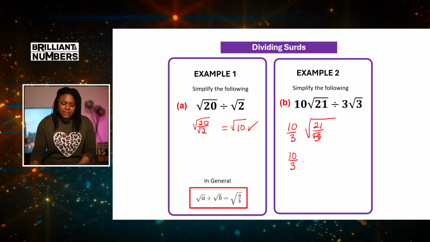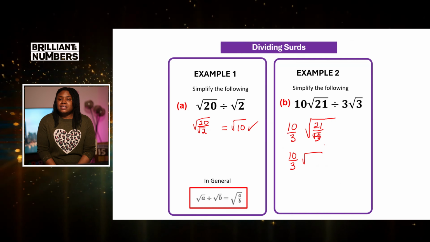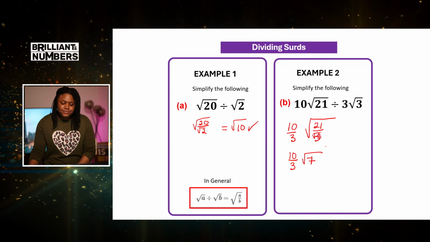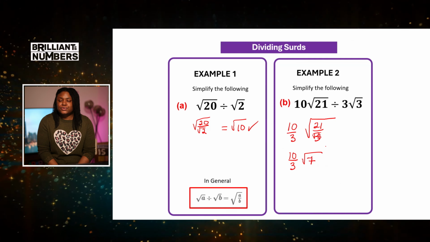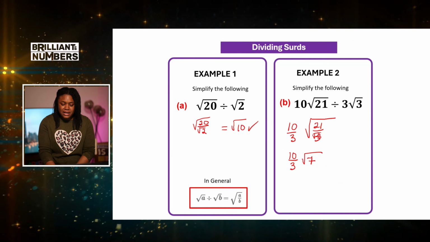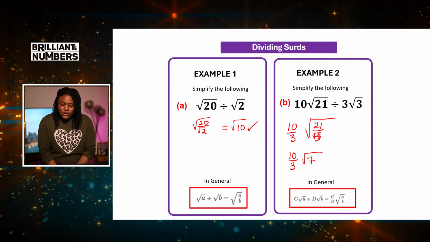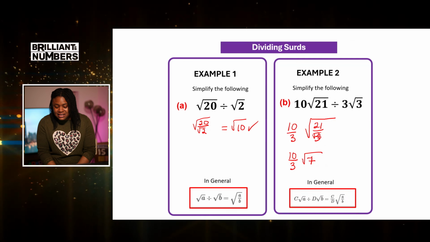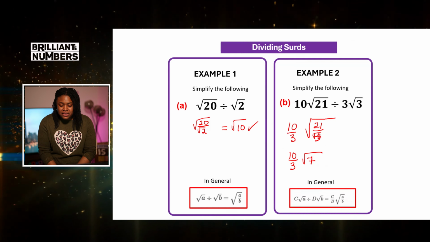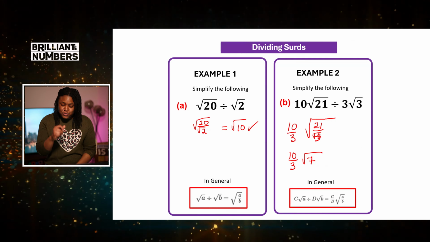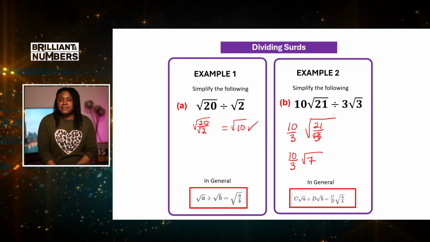And then let's simplify the root. 21 divided by 3 is 7. So the answer then would be 10 thirds root 7. And then we go for our generalization. So in general, C root A divided by D root B will always be C over D root A divided by B.